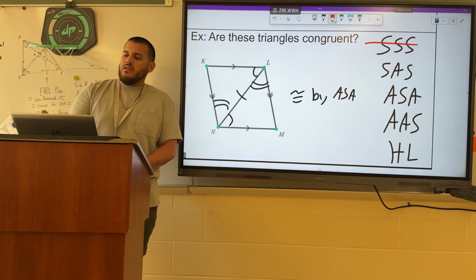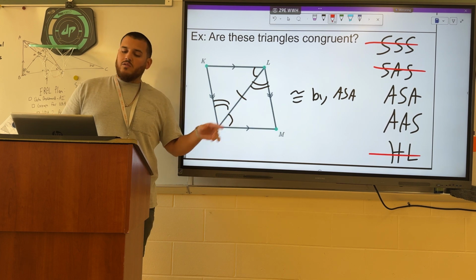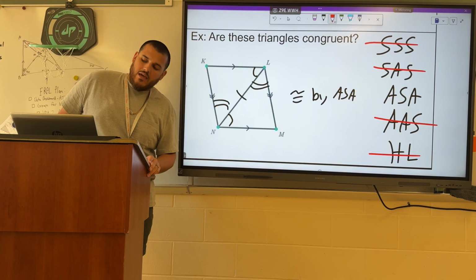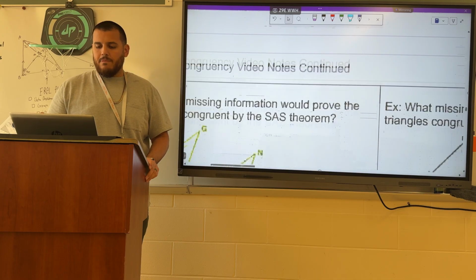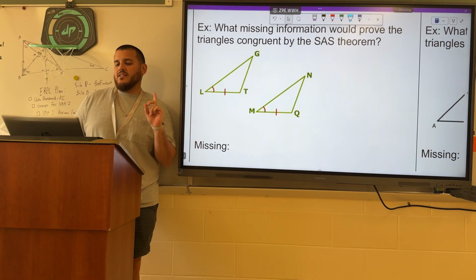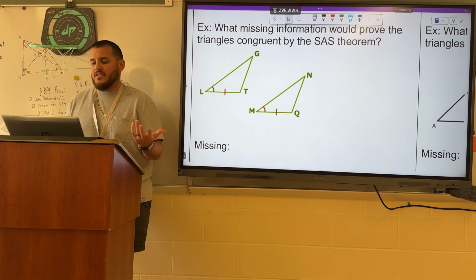Not enough sides, don't have right triangles. Then we have the included side. So we have angle side angle congruency here for these triangles. Last thing we have to cover here in this lesson is proving triangles are congruent by adding a piece of information that is not currently given.